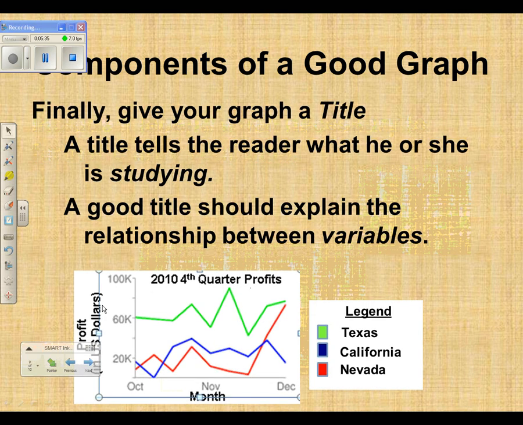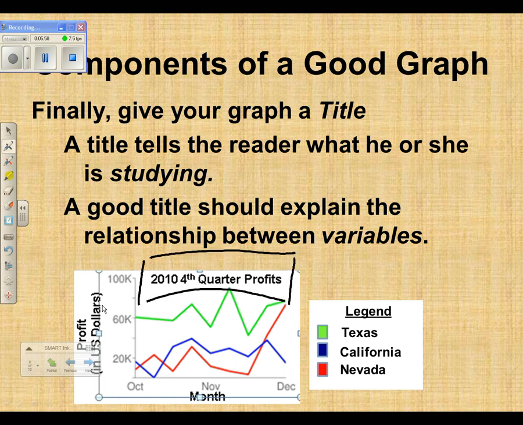Finally, give your graph a title that states the relationship between the dependent variable and the independent variable. So for this particular example, we have 2010 fourth quarter profits. So here we are dealing with the profits in the months. So we put that into a title format where you can easily look at this line graph and identify that we're dealing with profits over months.